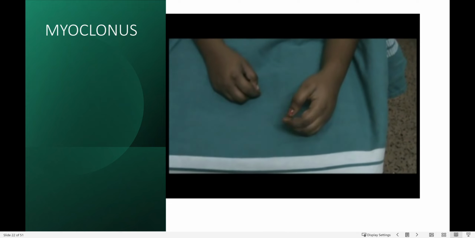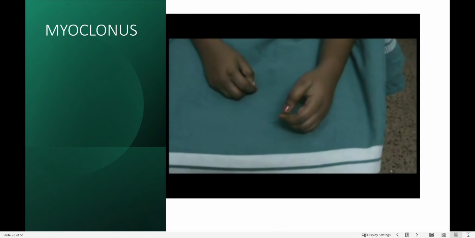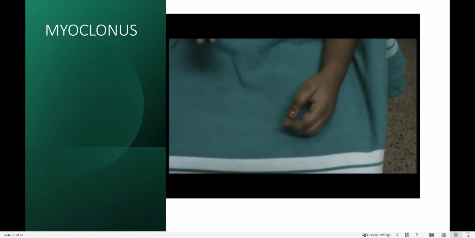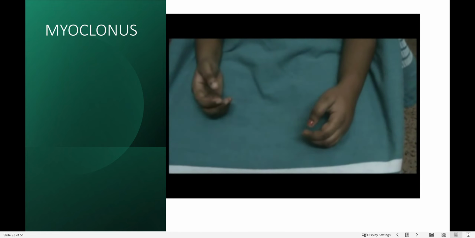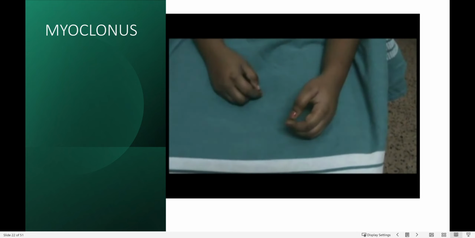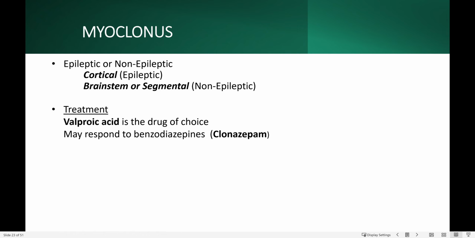Here's a clip of myoclonus. As you can see, it looks like the patient could be receiving little electric shocks to cause these movements. Myoclonus can be further categorized into epileptic or non-epileptic, and cortical and subcortical types of myoclonus. Generally, if it's more cortical, it's likely to be more potentially epileptogenic. The treatment of choice is valproic acid and also additional use of clonazepam.